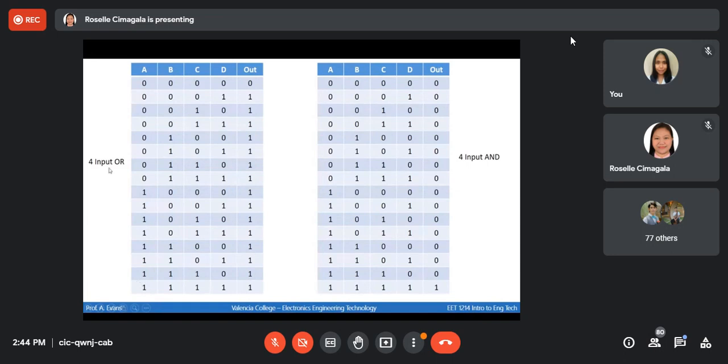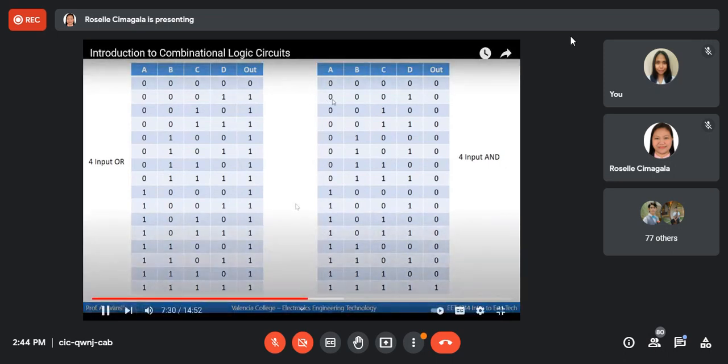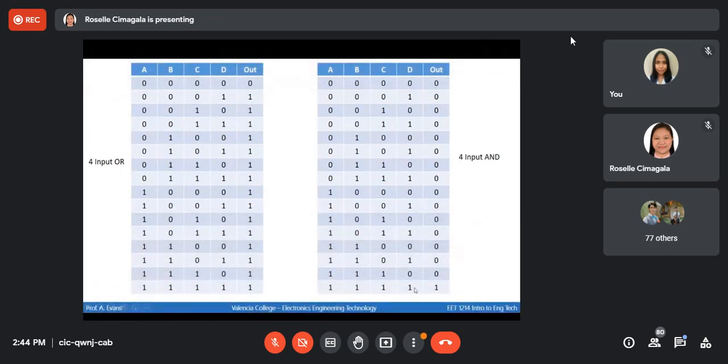And if you have a 4-input OR gate, that means the output is going to be high as long as any input is high, which happens virtually in every single row except the first one, when all 4 inputs are low. And then for the 4-input AND gate, the output is only going to be high when all 4 inputs are high, which only happens on the very last row.